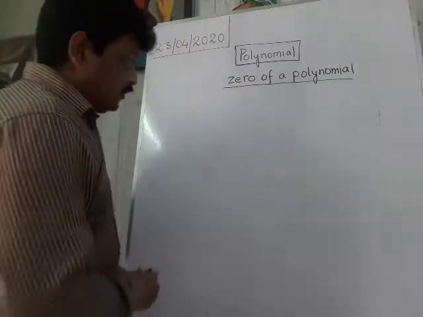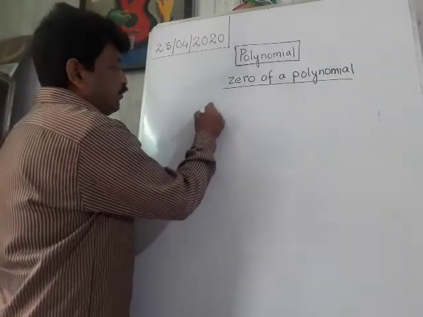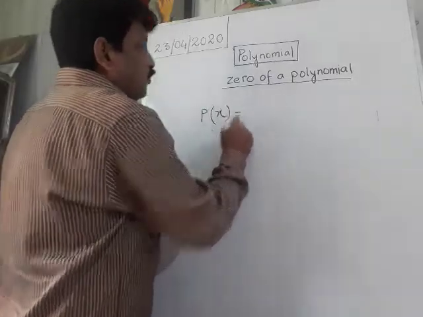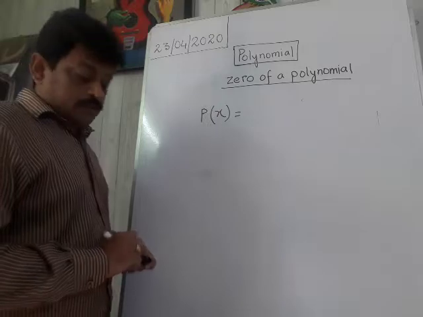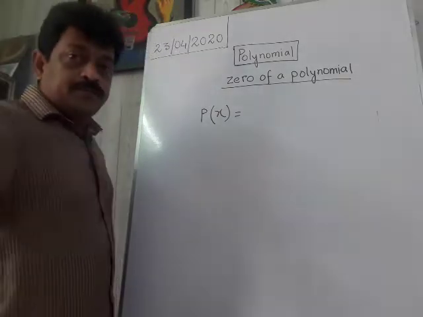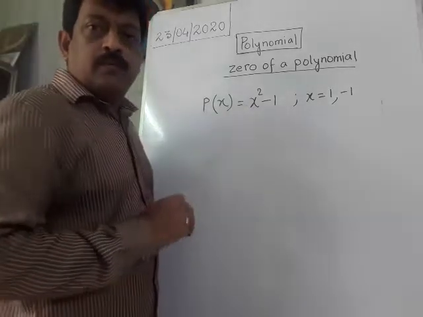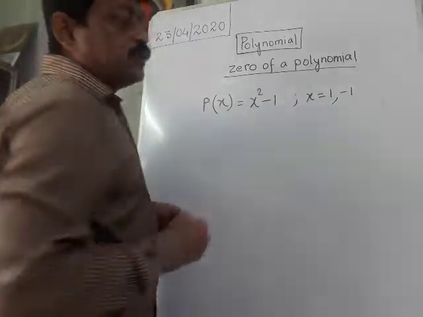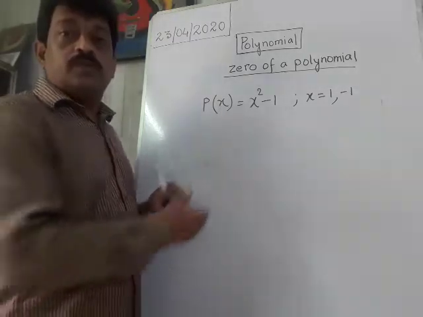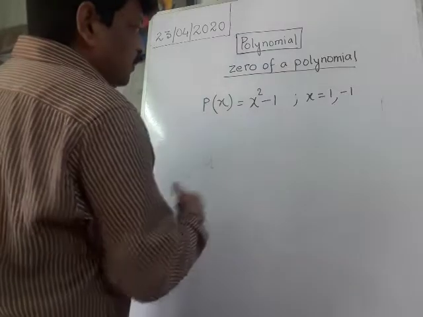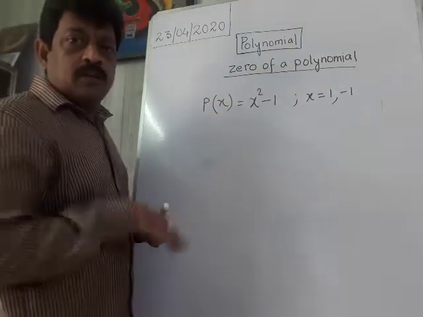Now sometimes a polynomial is given to us and we have to verify whether a real value of x is a zero of p(x) or not. So in that case, we have to replace the value. So one more polynomial, p(x) equals x square minus 1. Two real values of x are given, 1 and minus 1. We have to check whether they are the zeros of this polynomial or not. So let us replace x with 1 and minus 1, one by one.